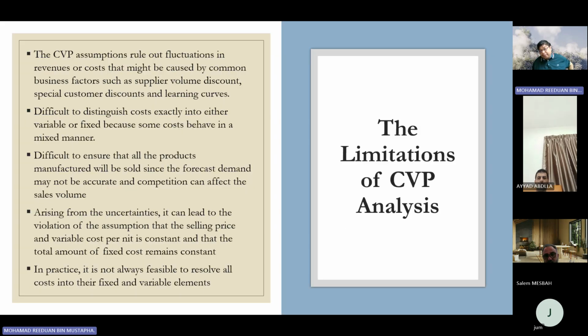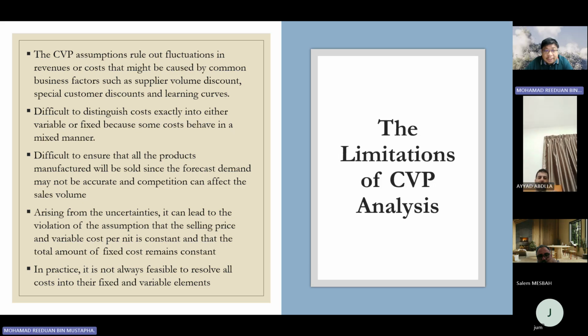Okay, so the limitations of CVP analysis. What are the limitations? The CVP assumptions rule out fluctuations in revenue or costs that might be caused by common business factors such as suppliers, volume discounts, special customer discounts and the learning curve. So this is based on the assumptions. When you cannot come up with the assumptions, the accuracy of your CVP analysis suffers, because it is based on certain assumptions, and some assumptions cannot be applied to CVP.